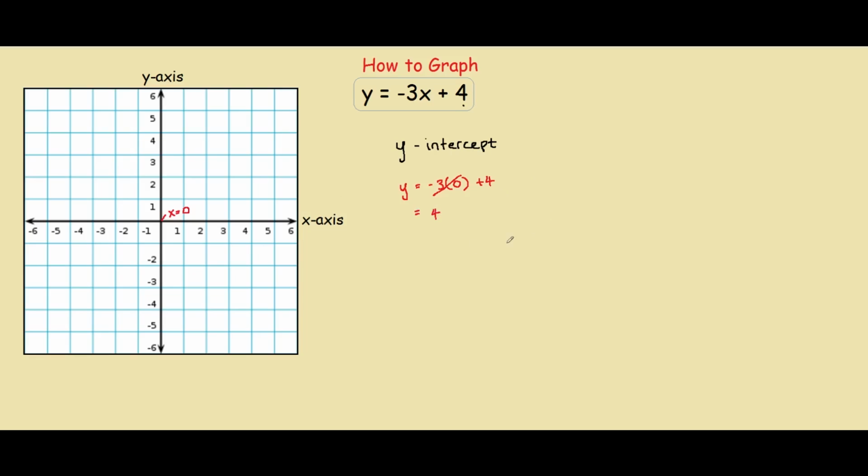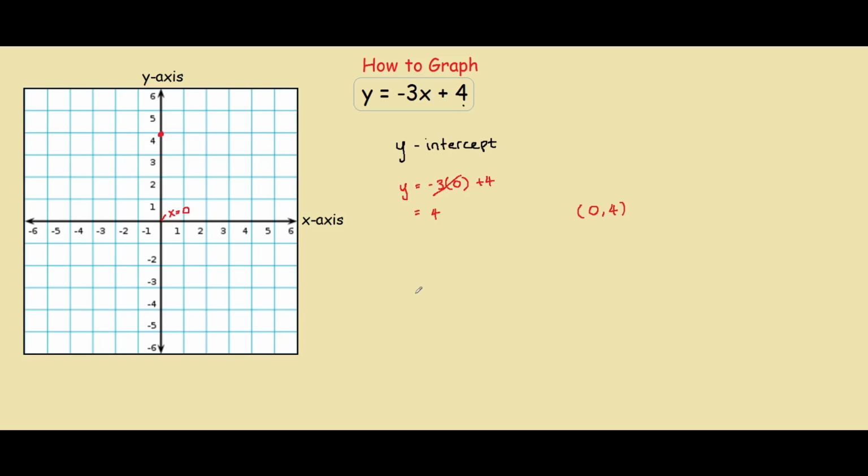So this is our first point. We know that at the location (0, 4), 0 being the x, 4 being the y, we have one point on the line. This will be located right here.